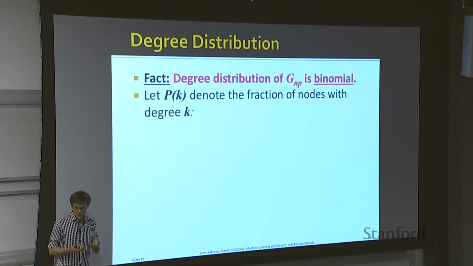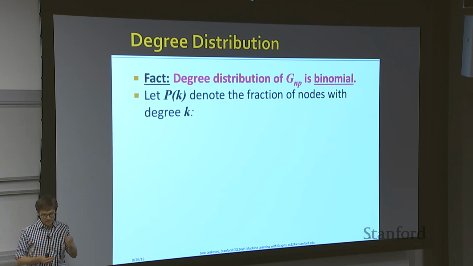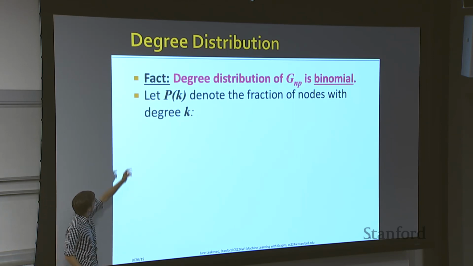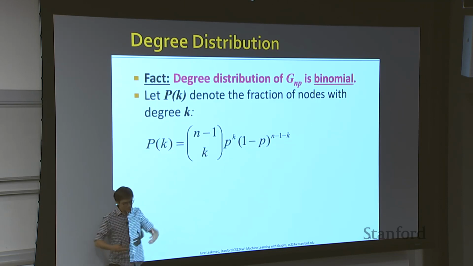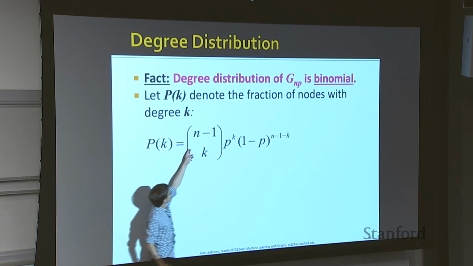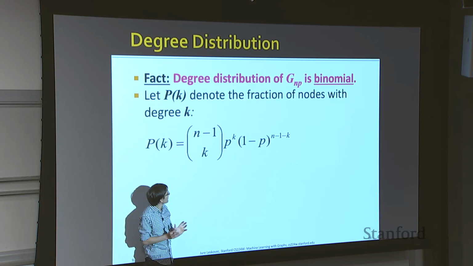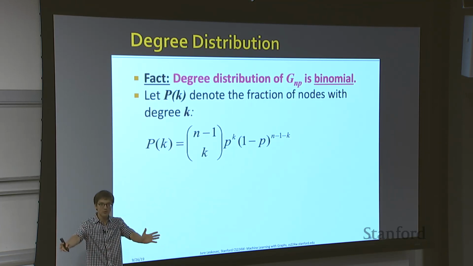Okay? So the first fact is the following. For a G(n,p), so for a graph with n nodes where every pair of nodes is connected independently with probability p, the degree distribution is binomial. The way you figure this out, you say let P(k) denote the fraction of nodes with degree k, then you ask, how many nodes do I expect to have degree k? If I have a node, then there are n minus 1 other nodes, and out of these n minus 1 other nodes, I have to select k of them. So there are (n minus 1 choose k) ways I can select k nodes out of n minus 1.